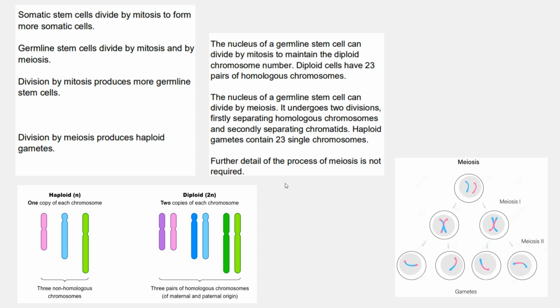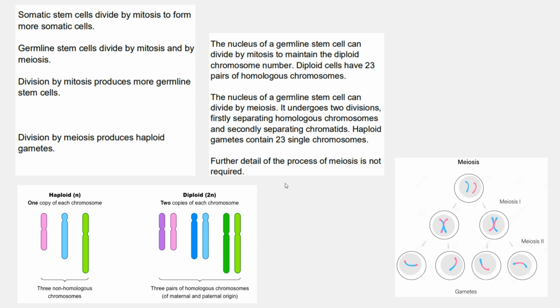For the germline and the gametes, this is a little bit different. These are the cells that are involved in reproduction. We're going to make unique cells when you do this. So the germline, they can also divide by mitosis. If you just want to make more of these stem cells for later, then they can divide by mitosis. But it's only the germline that can do that second type of division, the meiosis.